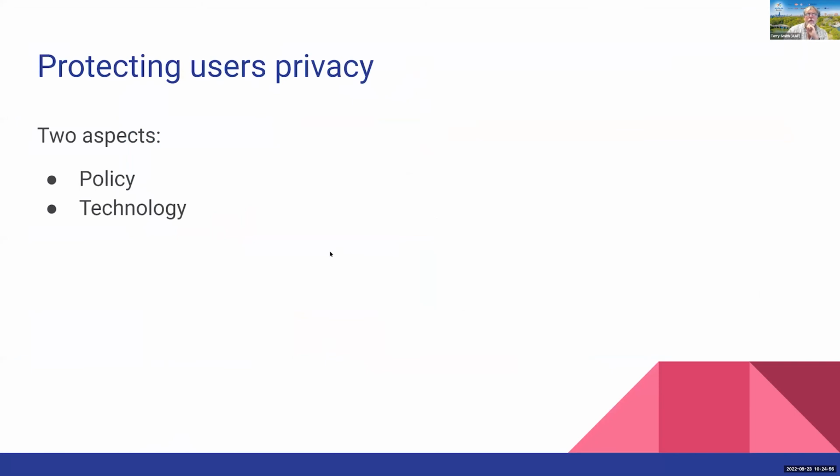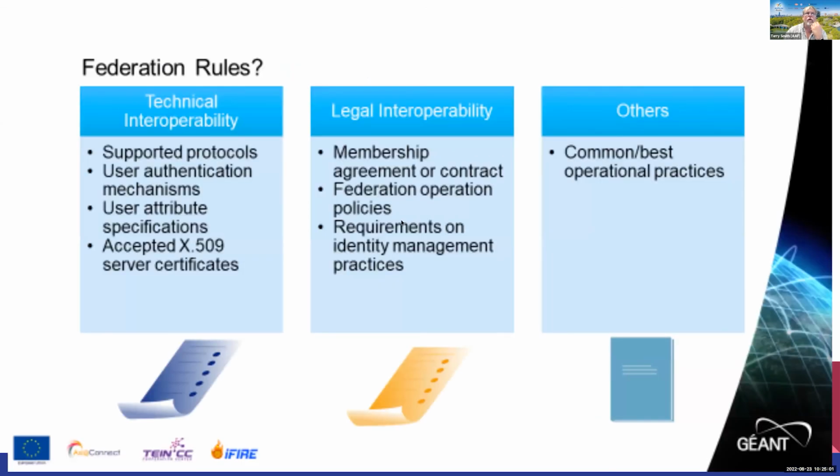Protecting user privacy comes in 2 aspects. There's a technology and a policy aspect to it. The federation rules cover off on the policy side of things. Talk about supported protocols and mechanisms, the attribute specifications, and how certificates are used. There's legal interoperability, so membership agreements, federation operated policies, requirements on identity management practices, and a bunch of other policies that you may choose to include or not.